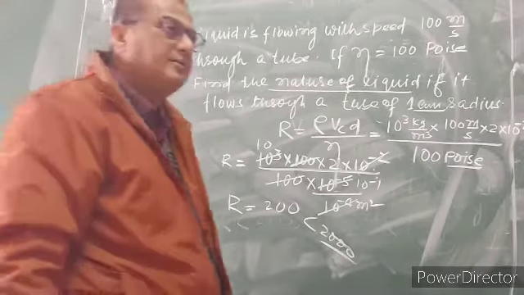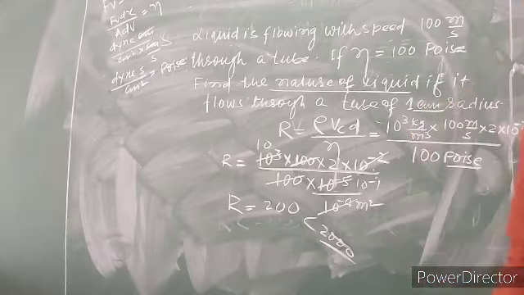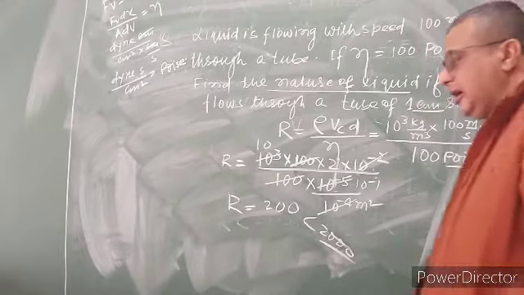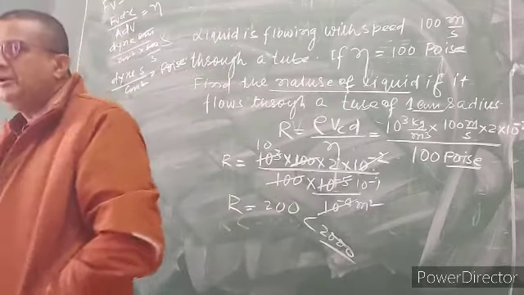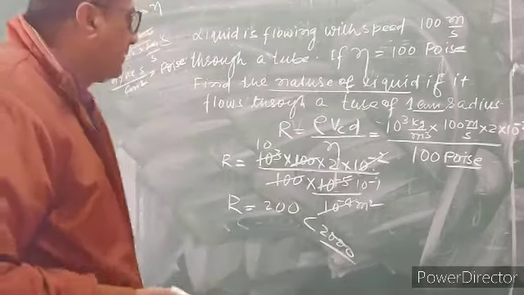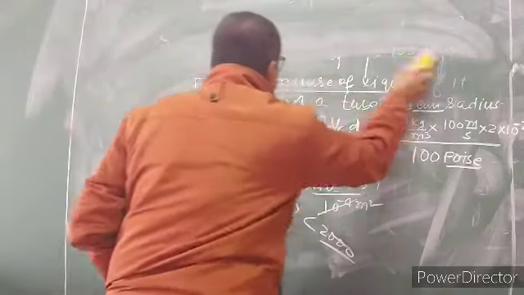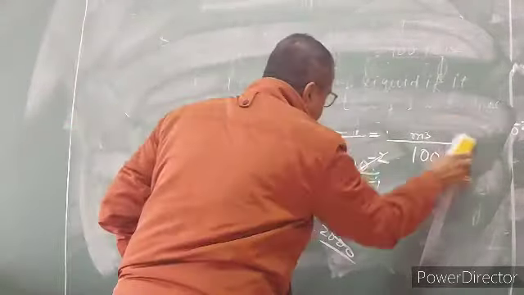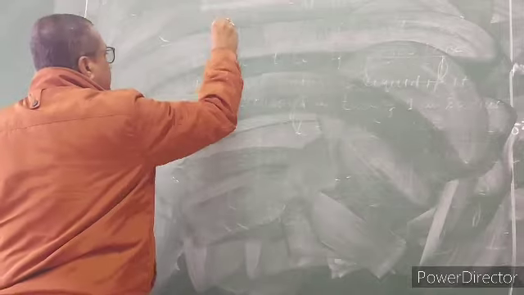I think clear. So we can find the value of Reynolds number, and we can determine the nature of the liquid, whether it is streamline or turbulent. Next topic, surface tension.